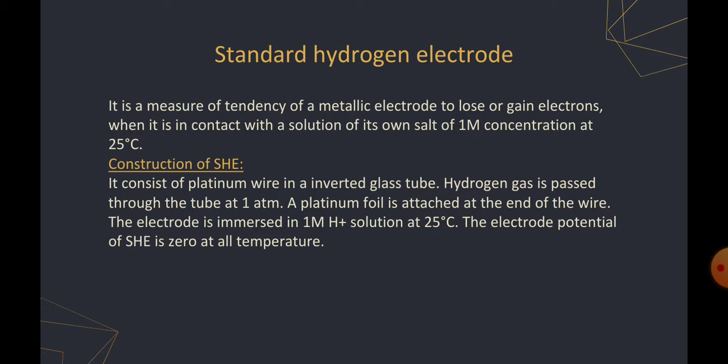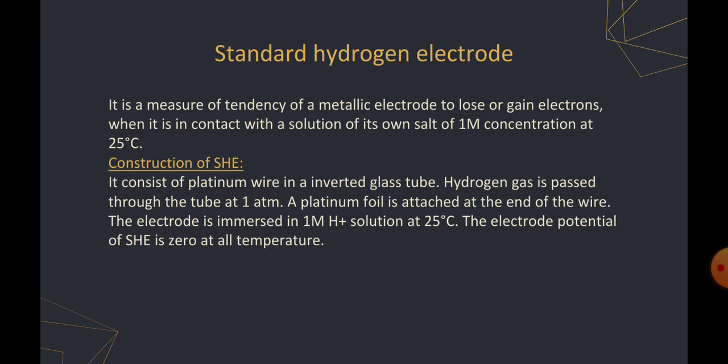So what is the construction of the SHE, standard hydrogen electrode? We use a platinum wire in a standard hydrogen electrode. Why do we use platinum wire? Platinum wire is used with hydrogen gas so that the platinum does not take part in any reaction, and the temperature we provide must be 25 degrees C, because we use standard values. The electrode potential of the standard hydrogen electrode is taken as 0 at all temperatures.